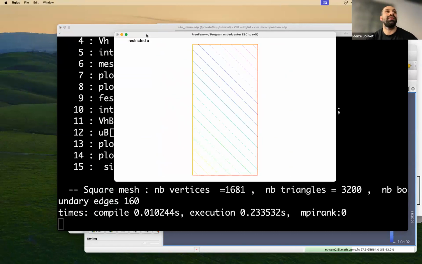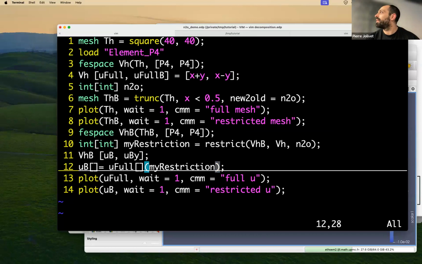So P1 to P4 is in fact not possible. You need to call the interpolator. It's the same whenever you switch degrees. Whenever the FE space is not the same, you have to call the interpolator.